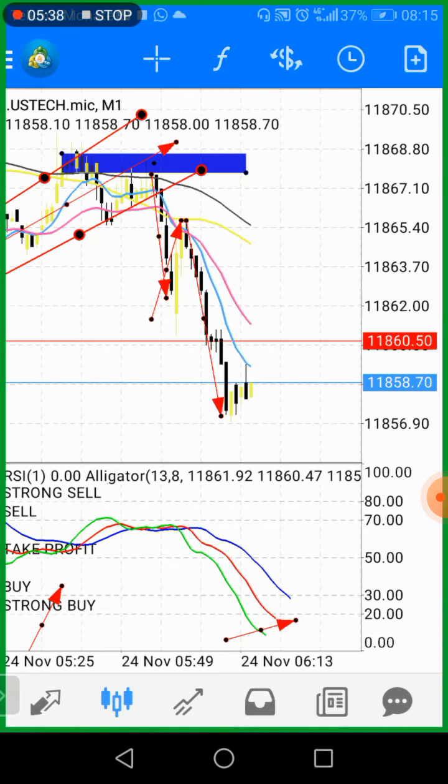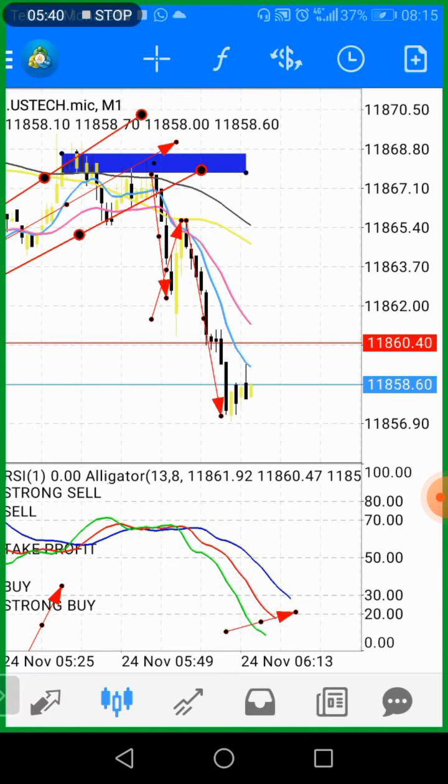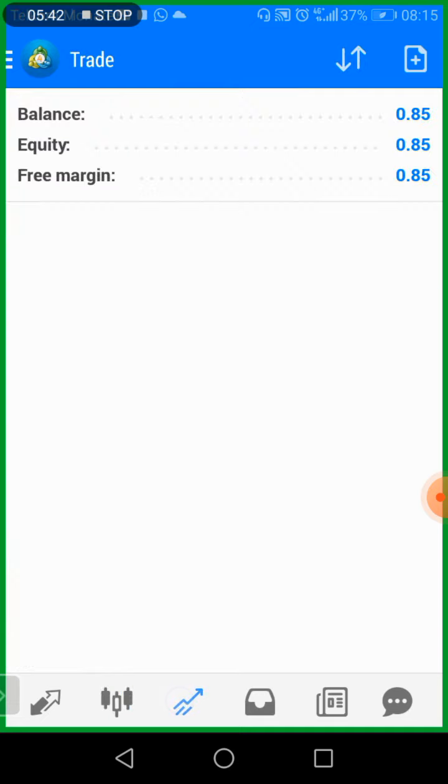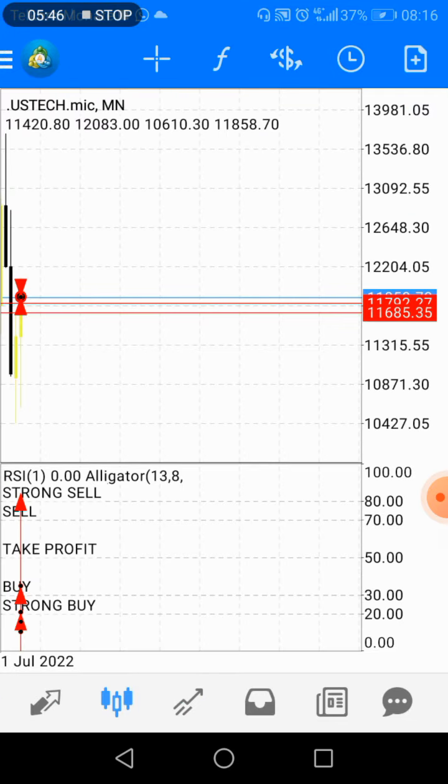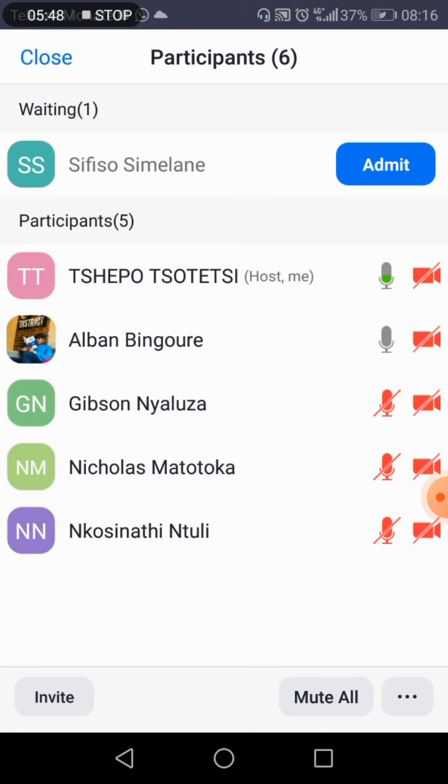As we can see now, we're waiting for a reversal on Nasdaq. It shows that our price is oversold, so we will be waiting for a reversal.